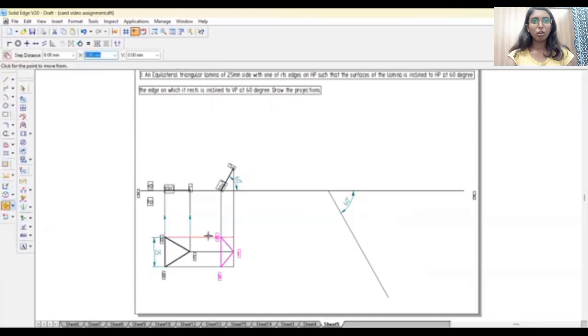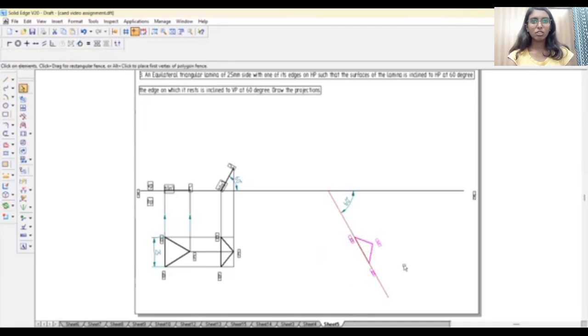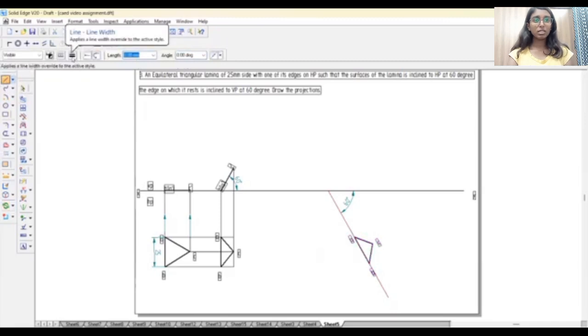Now let's select 0.5 mm thickness. Draw from where the line is intersecting. There you have to draw a thick line so that it is visible, and to B where it is intersecting, and join the other point. Now you get the second position of the triangular lamina. Now let's delete the lines which are unwanted below and above.